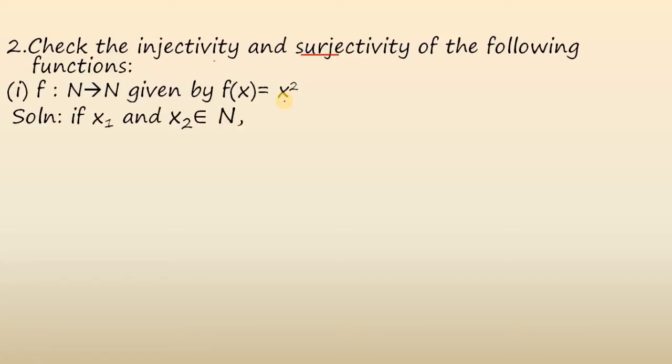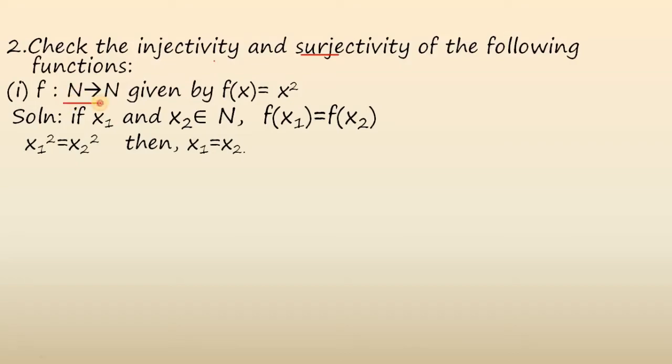So for 1-1, we take x1 and x2 belonging to N, the domain, and f of x1 must be equal to f of x2. That means x1 square, you apply the function here, don't forget that, must be equal to x2 square. That means x1 is equal to x2. This is direct, so it is injective or 1-1.